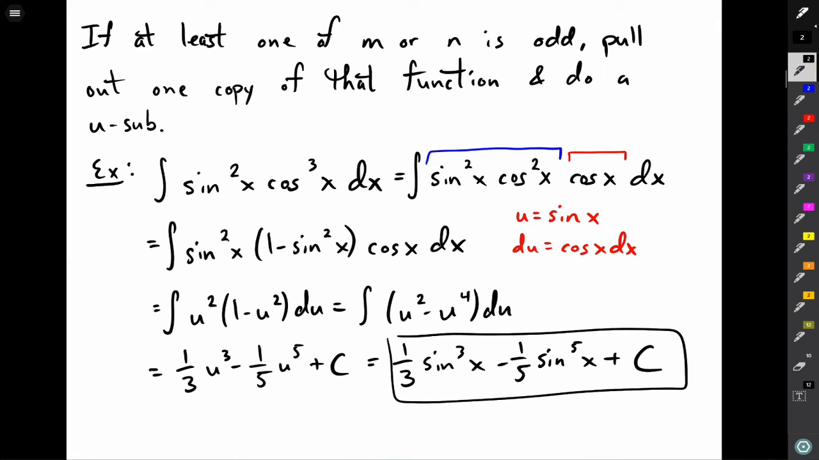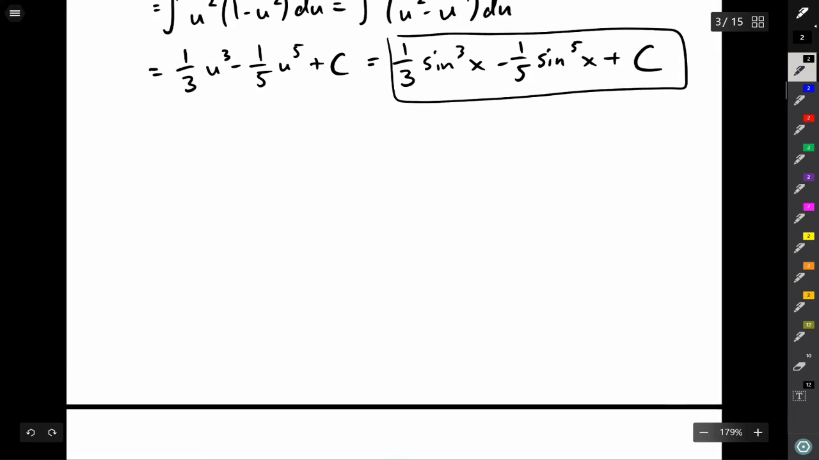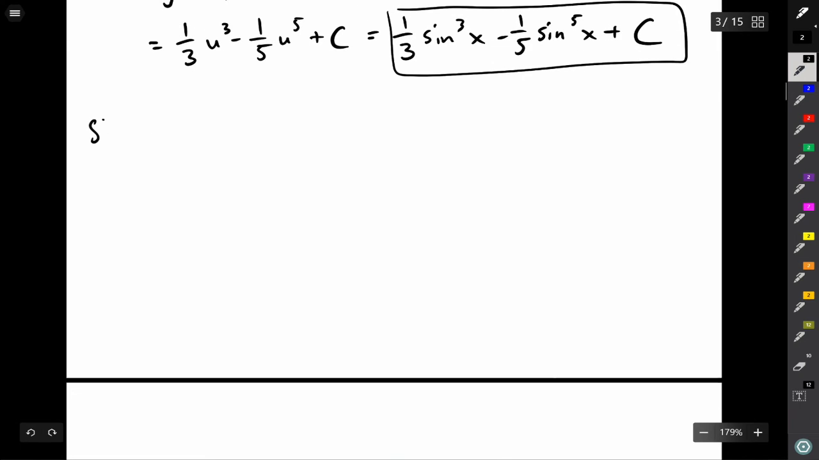If both powers are odd, then you have your choice of which one you want to pull out and change. Again, it's completely up to you. If they're both even, then our previous examples also provide the prototype of how to deal with that. Right? So let's do one like this. All right, this computation is going to look quite familiar.